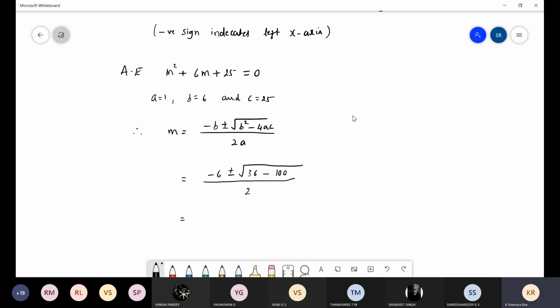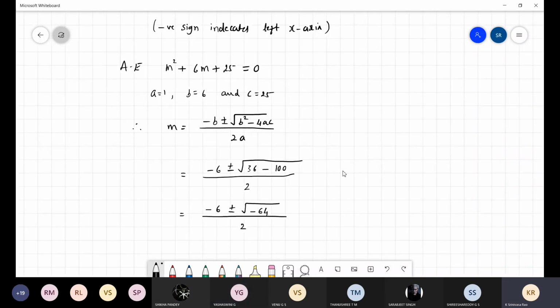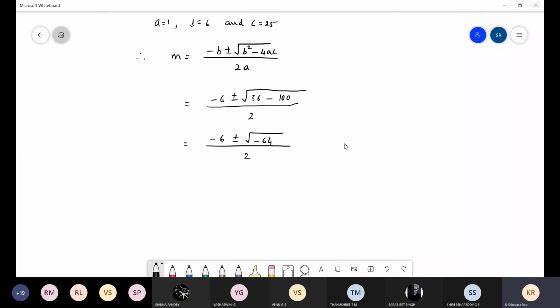So what will you get? Minus 6 plus or minus square root of 36 minus 100. You will get minus 64. And since the RHS is 0, there is no question of a particular integral, only the complementary function. Minus 6 plus or minus, since it is the square root of a negative, you should write i, complex, and 64 is a perfect square. Now you will get 8.